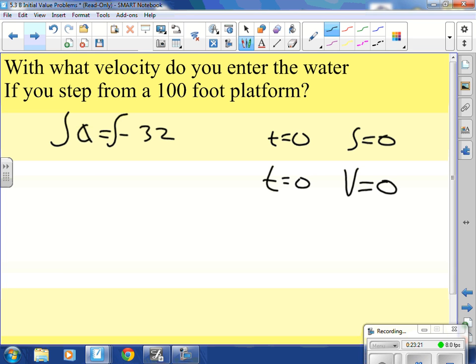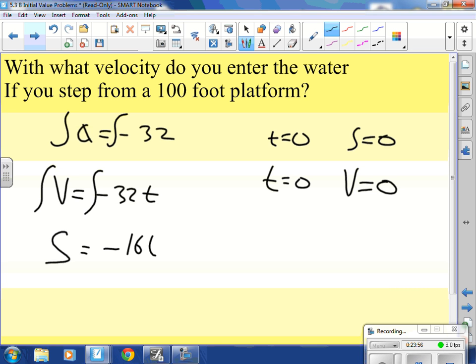Antiderivative of acceleration will be called velocity. Turns out to be negative 32t plus c. Now, when time is 0, the velocity has to be 0. So 0 has to be negative 32 times 0 plus the constant of integration. In this case, the constant is 0. Okay? Now we repeat. We will call the antiderivative of velocity position. It's not technically true, but it is close enough for our arguments right now.